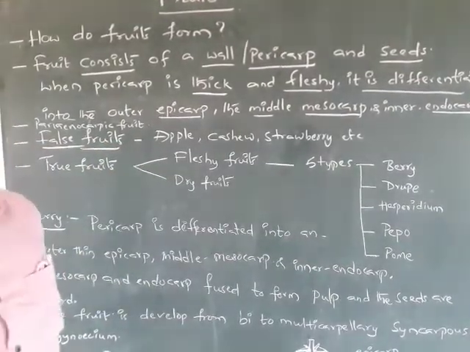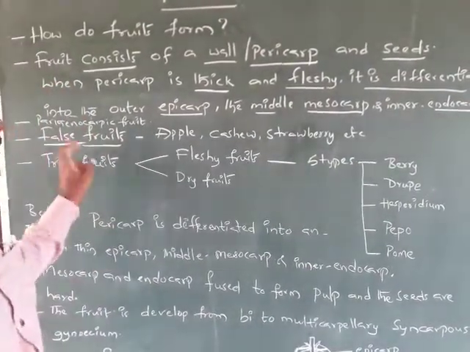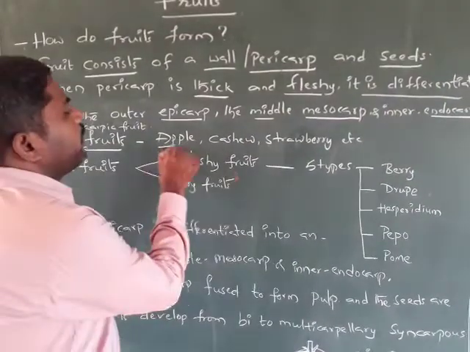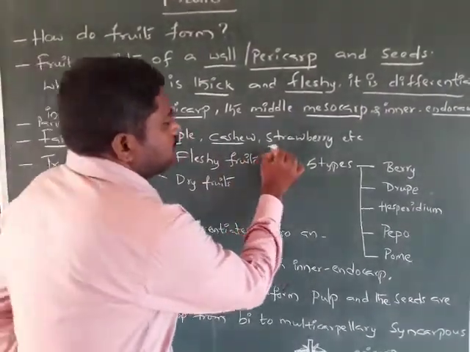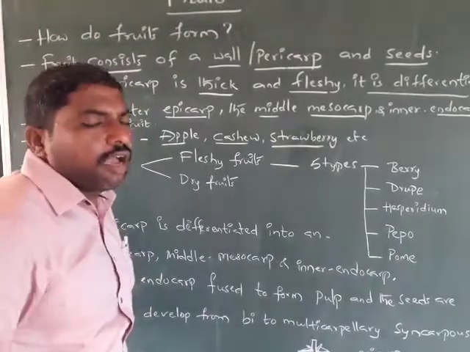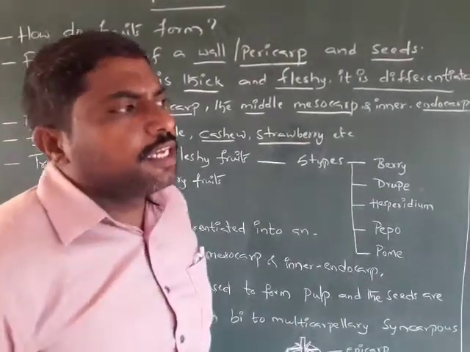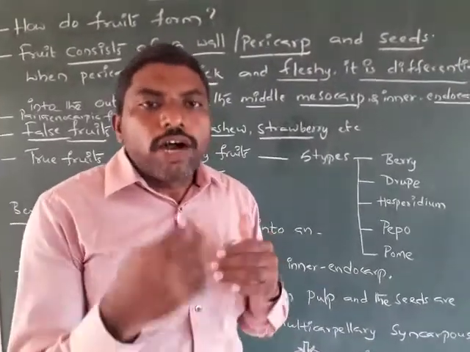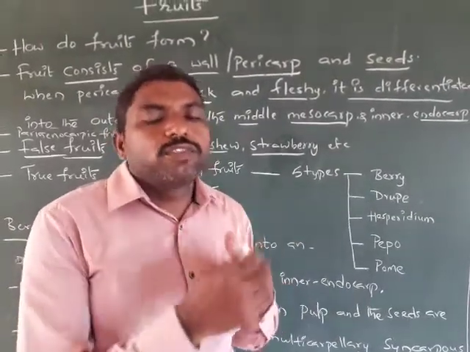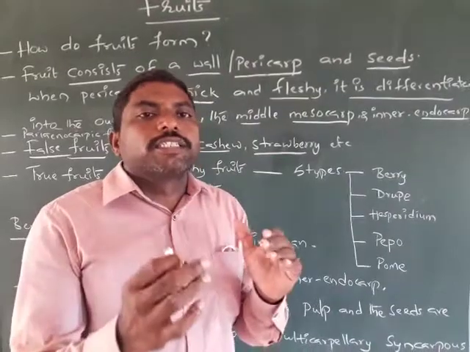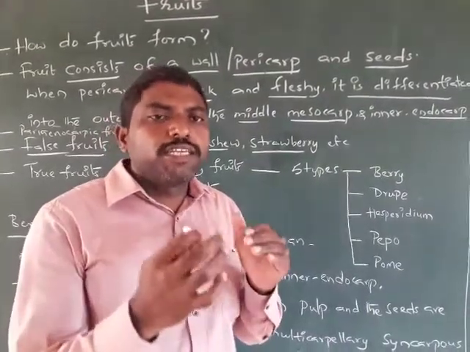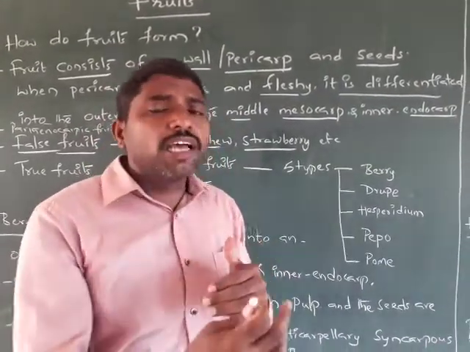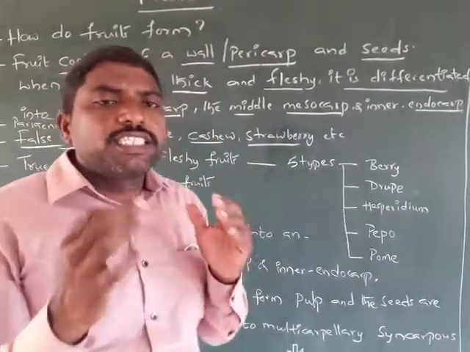And some plants have false fruits, like apple, cashew, and strawberry. The thalamus contributes to form the false fruits. Such fruits are called false fruits. The thalamus plays a major role; it forms the fleshy fruit.